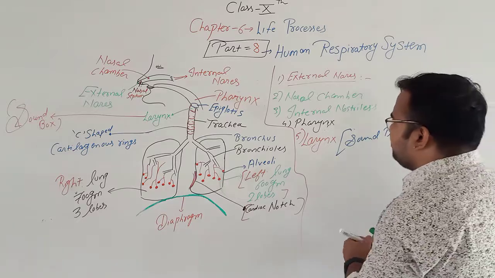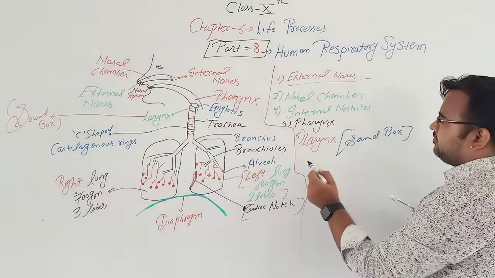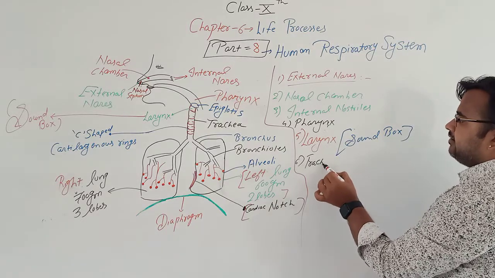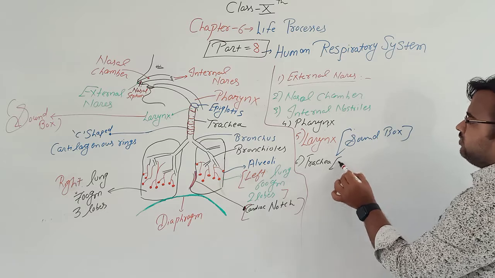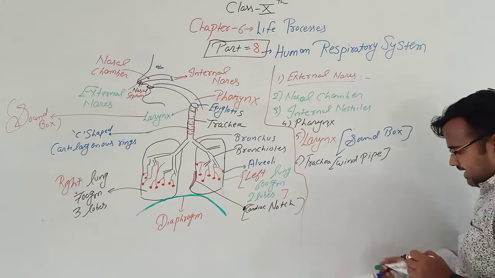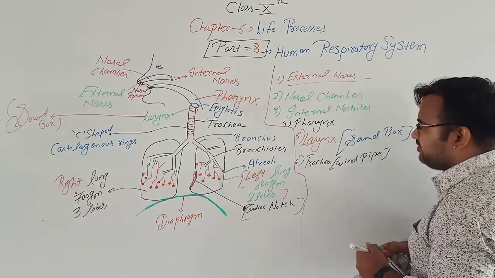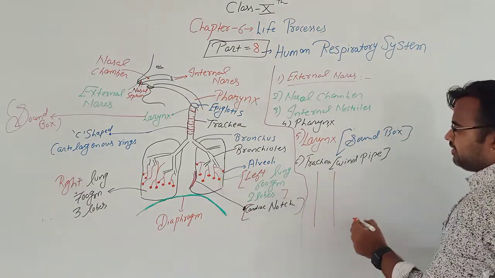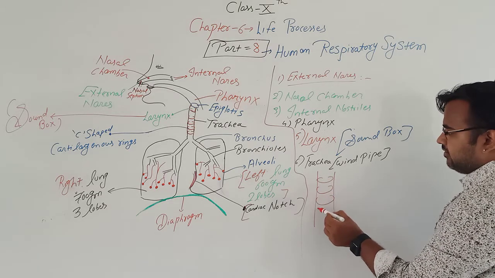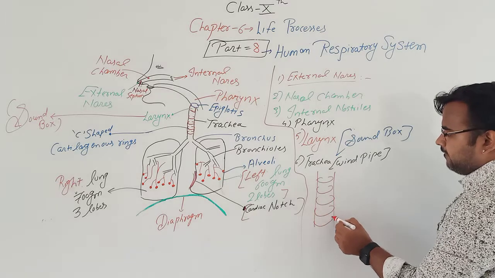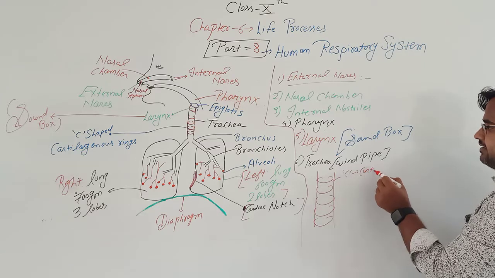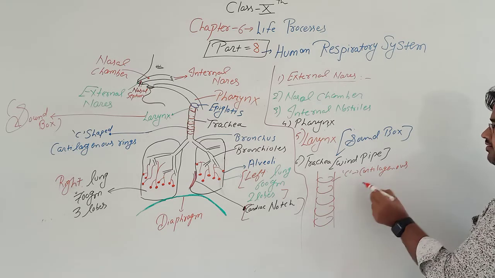The air pipe is known as the sixth part, trachea. This is also known as windpipe or air pipe. Now in trachea, we can see there are small structures. Suppose this is trachea, and small C-shaped cartilaginous rings are present. See, these are the C-shaped cartilaginous rings.